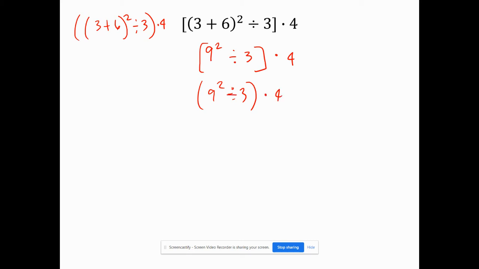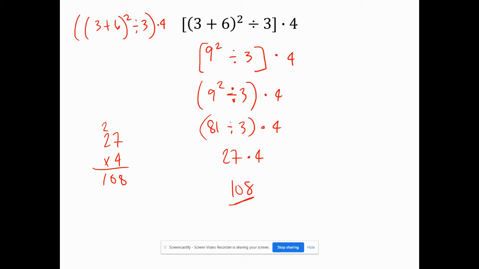and do the exponent first. 9 squared is 81. 9 times 9. Divided by 3 is 27, and then times 4. And I don't know 27 times 4 in my head, but I can do it like this. 7 times 4 is 28, because I said we're going to practice this without a calculator right now. Because the calculator, as we can see, can handle this extremely easily.